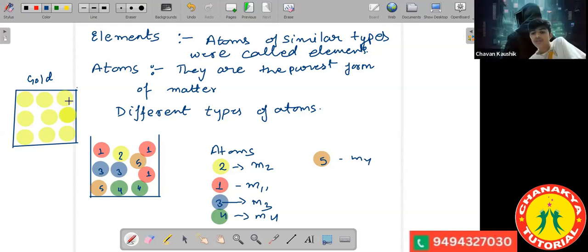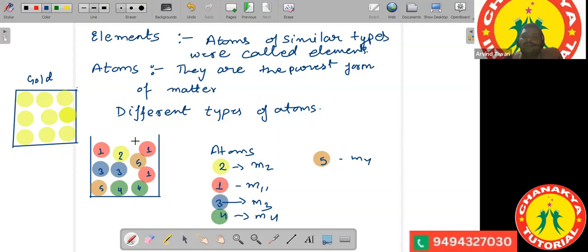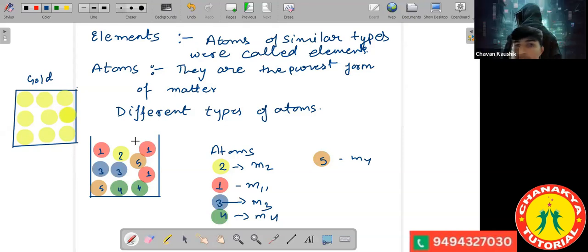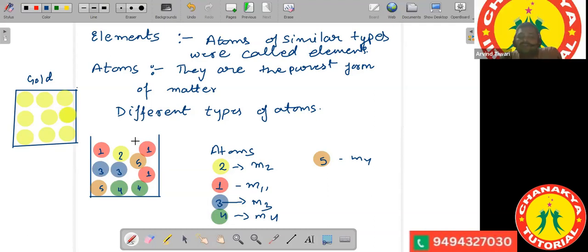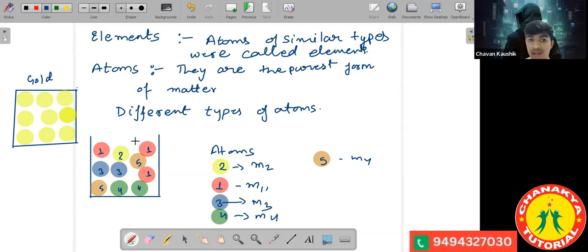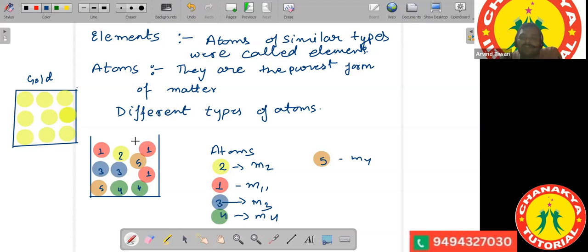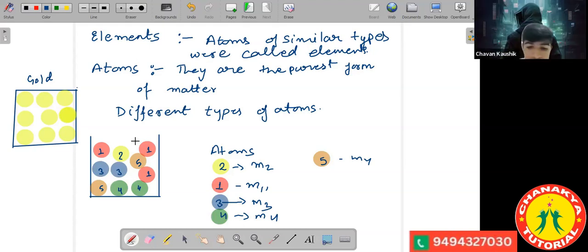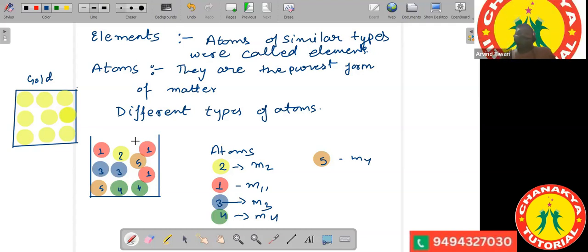Oh, okay. So a bunch of gold atoms are characterized as gold. Okay. Similarly, if you collect the atoms of silver, we call the element silver. What about mercury, sir? Even if it be mercury, again the same thing. But it's a liquid, right? Yeah, it is also made up of atoms. If it is a liquid, if it is a gas, it is also made up of atoms. Okay, so this is clear to everyone about the different elements and atoms.